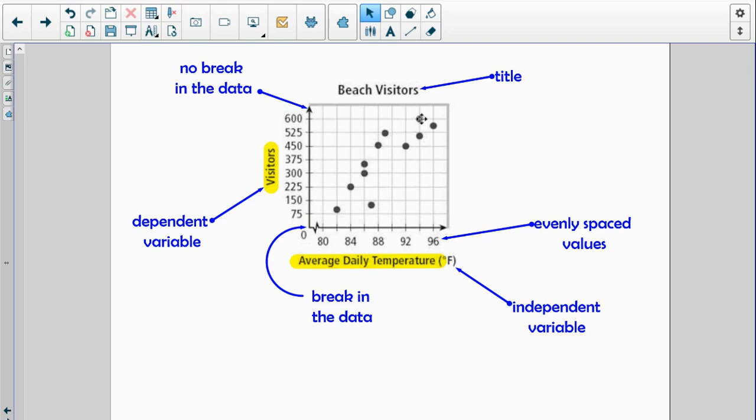And that goes all the way up to our highest data point up here, which is at 600 visitors at the beach. So it ranged from about 80 visitors to the beach up to 600 visitors to the beach. So there's no need for a line break there.